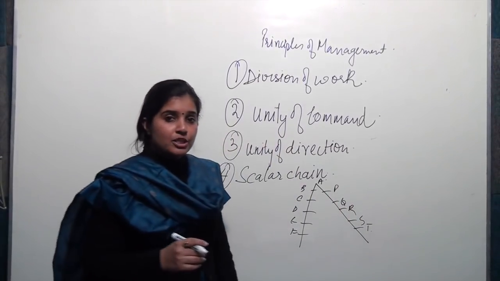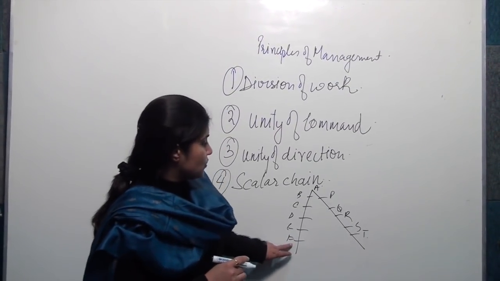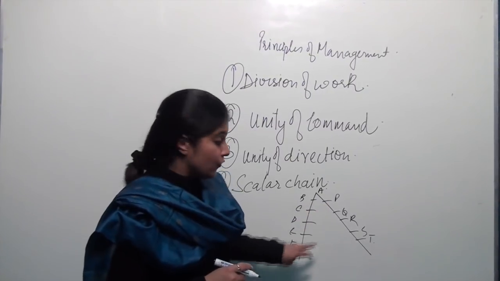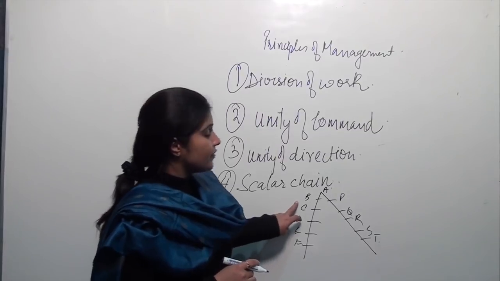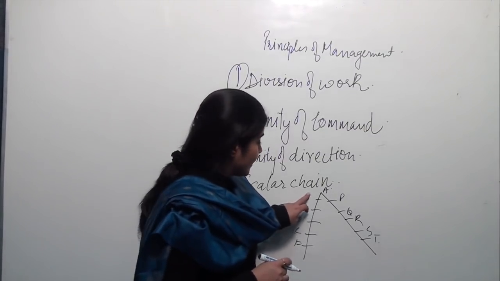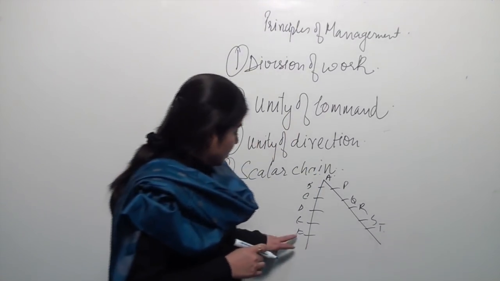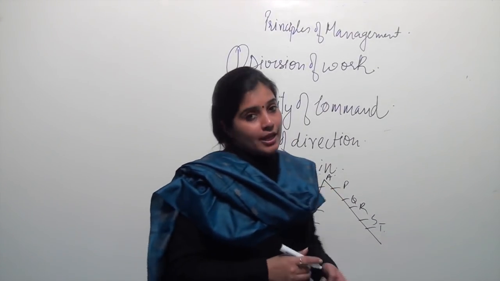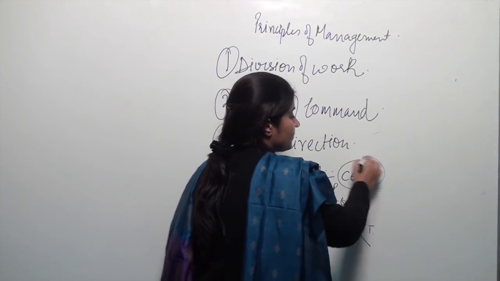Now, according to the principle of scalar chain, if F has to reach A, he will first have to go to E, then E will go to D, then D will go to C, C will go to B, and then B will finally make the information reach A. F cannot directly reach A. A is nothing else but the CEO of the company.